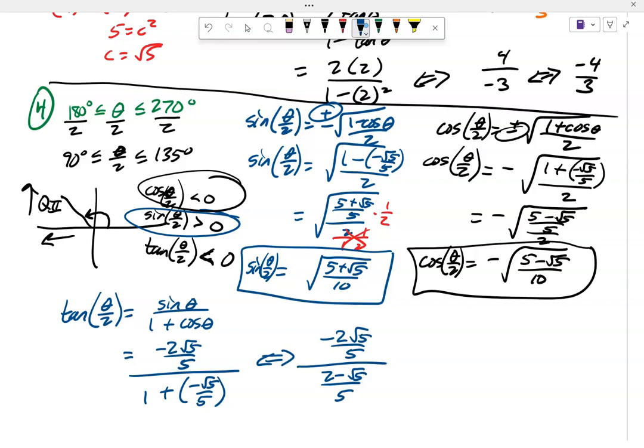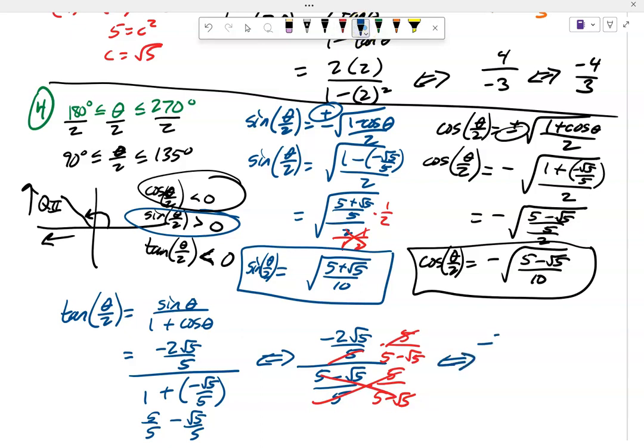Let's see, oh gosh, I'm really messing this up again. So this is 5 over 5 minus root 5 over 5. So that's 5 minus root 5 all over 5. There we go. Now I'm going to multiply by the reciprocal. So yeah, those 5's cancel right there. And so we've got negative 2 root 5 over 5 minus root 5.